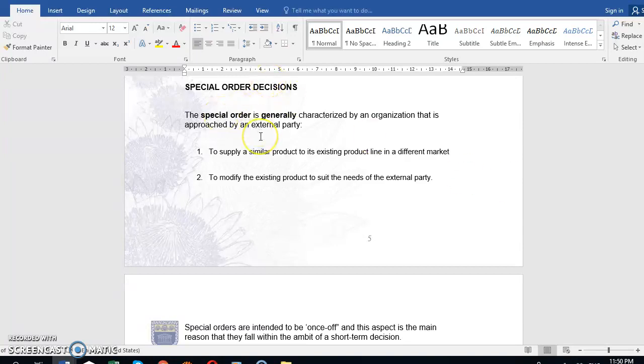One of the most common decisions in business is special order decisions. A special order is generally categorized by an organization that is approached by an external party to supply a similar product to its existing product line in a different market, or to modify an existing product to suit the needs of the external party. In other words, a company has been approached by another company to produce something for them, in addition to what they normally do for their normal customers.